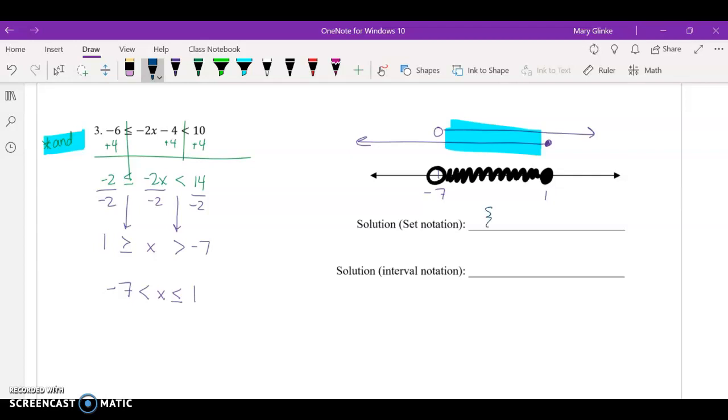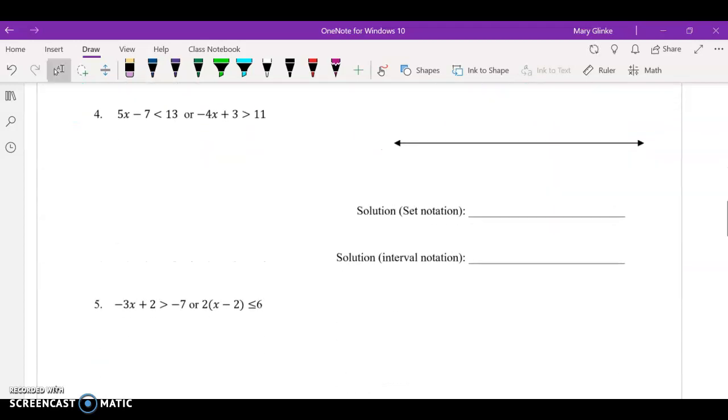So to write my answer in set notation, I'm going to do squiggle x such that negative 7 is less than x, which is less than or equal to 1. In interval notation, we're going to do negative 7, comma, positive 1. Negative 7 has a parenthesis, 1 has a bracket.